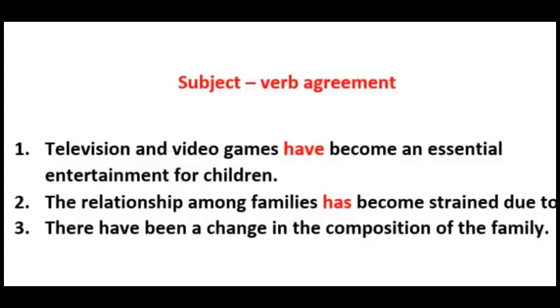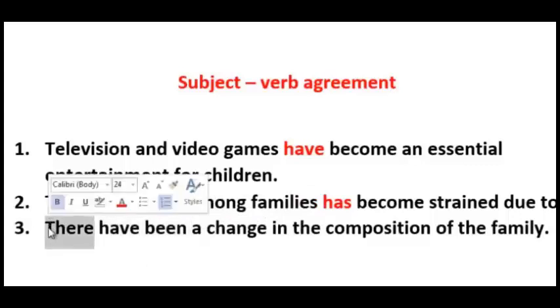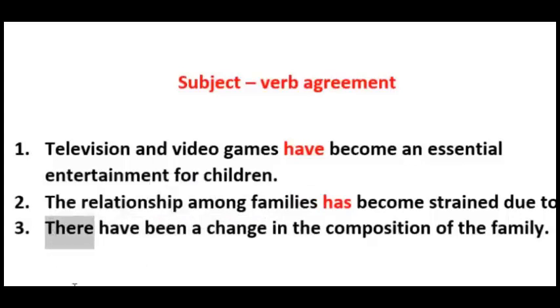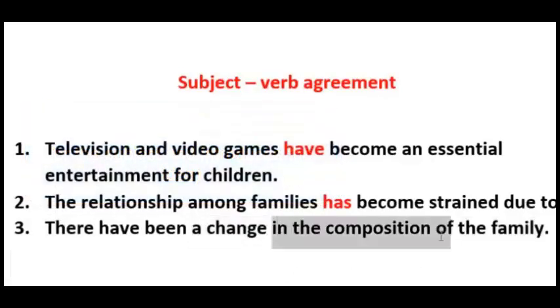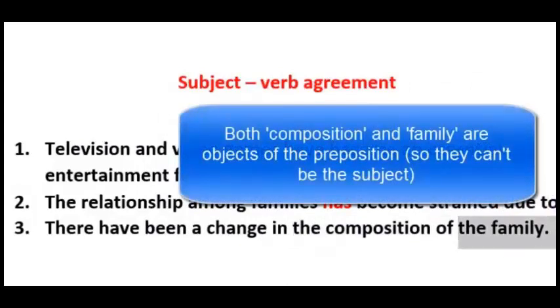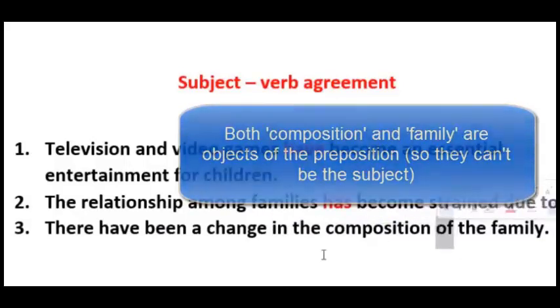In sentence number 3, this is a bit trickier. So this is a very, very common construction, which we'll look at later. It looks as if there is the subject, but in actual fact this is what we call a dummy subject, and the real topic of this sentence is a change in the composition of the family. Now there's three parts to this sentence, and the thing that we're talking about is a change. The composition and the family are actually objects of these prepositions in and of.